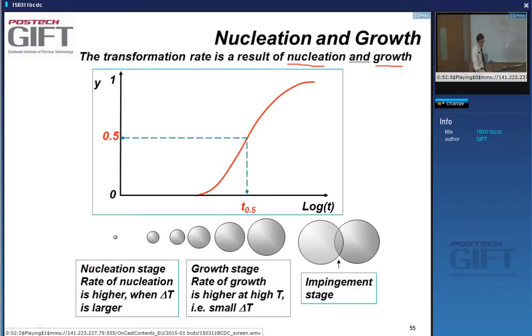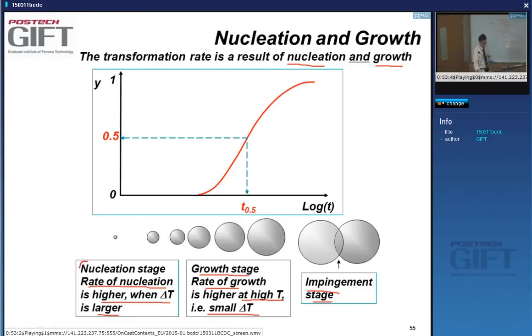So what we find, usually when we look at nucleation and growth processes, is that the rate of nucleation is high when the undercooling is large. So when you carry out the transformation at lower temperatures, the rate of nucleation is high. The growth stage, this growth stage here, is higher at higher temperature. That is at small undercoolings. Okay, and then you have the impingement stage, which is basically a normal result of the growth stage.